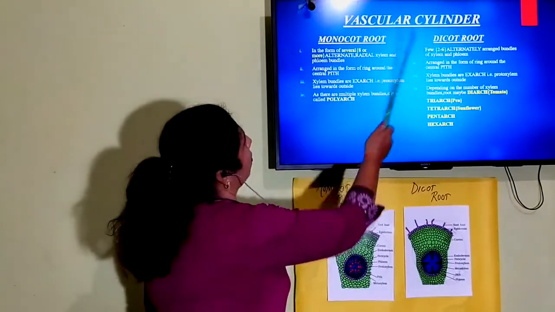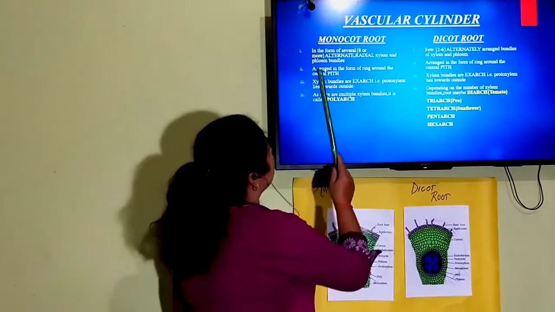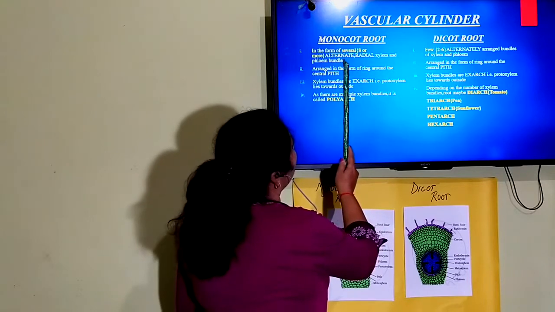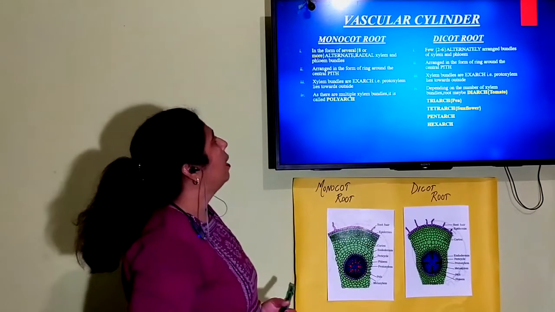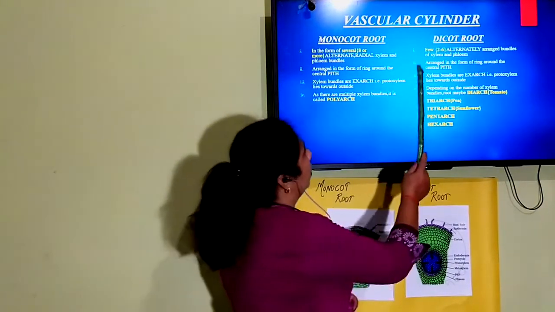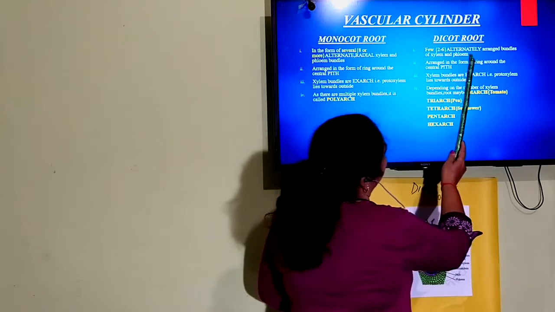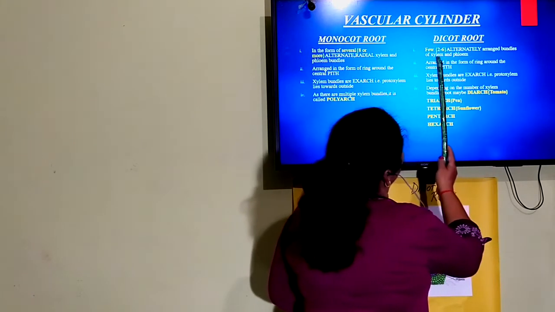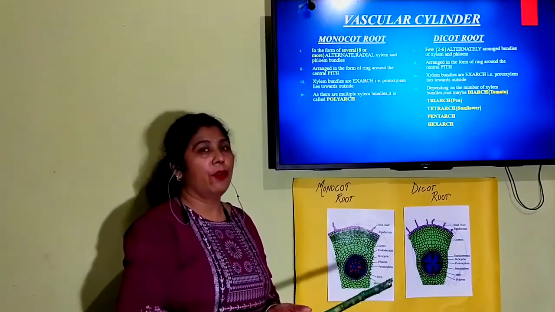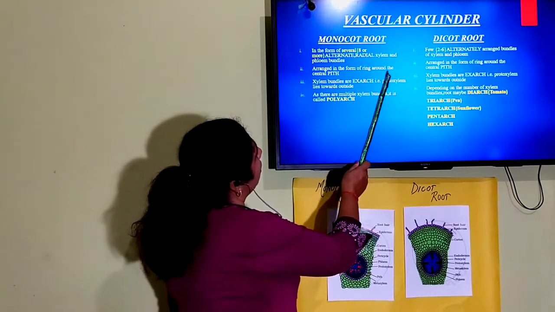Vascular cylinder or the vascular bundle, if we compare that in the monocots and the dicots: you will see monocot roots have several, 8 or more, alternate radial xylem and phloem bundles. They are arranged radially. Here the bundles are very few, 2 to 6 in number, alternately arranged bundles of xylem and phloem. Alternately arranged means once xylem then phloem.